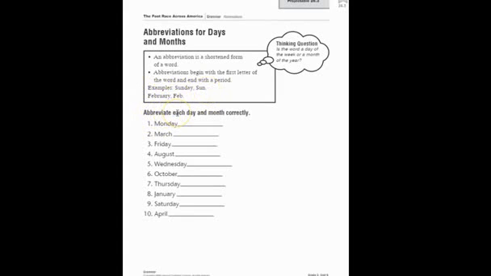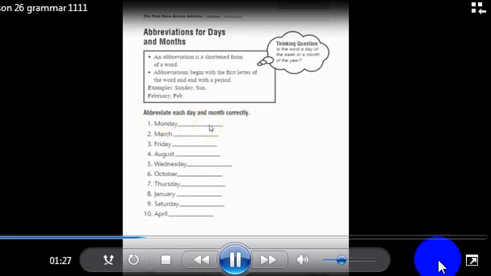So let's look at these and see if we can abbreviate each day and month correctly. As we do this, I need to ask the thinking question, is the word a day of the week or a month of the year? Okay, so for this first one, Monday. How would you abbreviate Monday? Is this a day of the week or a month of the year? Right, it's a day of the week. We would have capital M-O-N period.